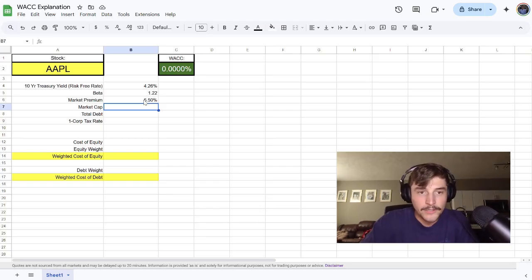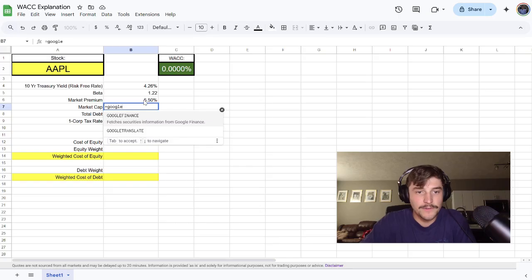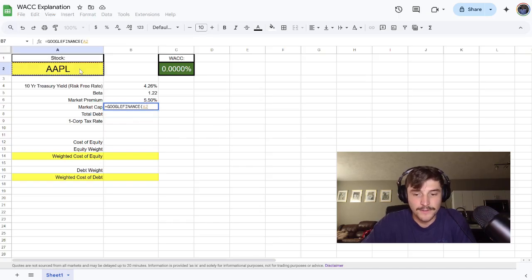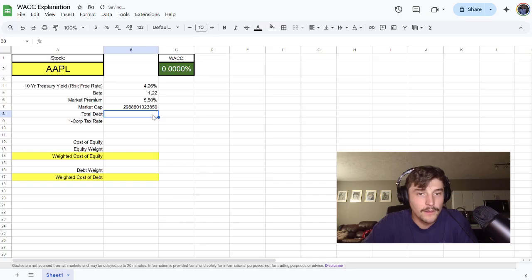Okay. Market cap, we can also find using Google Finance. We're just going to do the same thing here. No spaces when you type in market cap. They don't like that, apparently. And this is going to be in dollars. Nice. It's a lot. Okay.